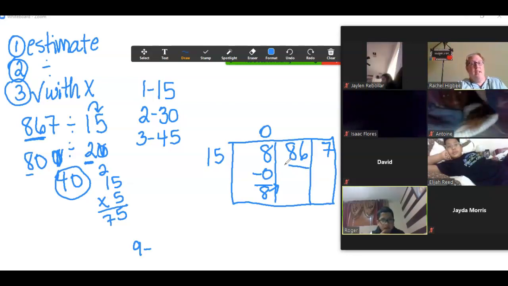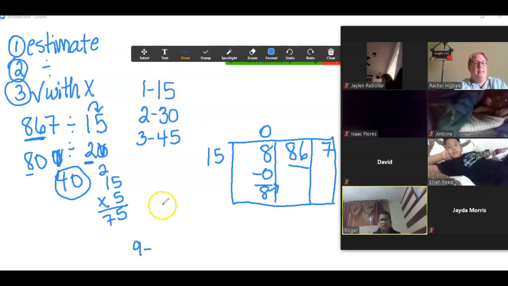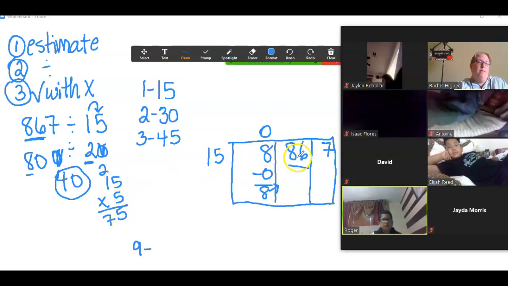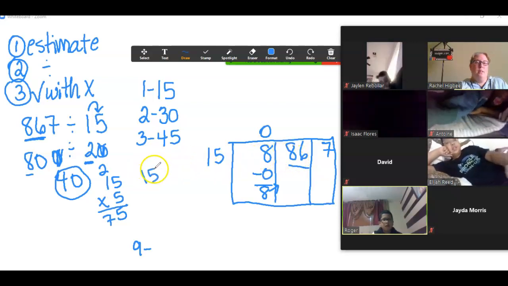So this is where if you wrote all of your multiples, you could just look at the list and go, oh, it's that one, and then put it over right away. Okay. If you didn't, this is where you have to guess and check. So see, I know that 15 times 5 is 75, but I'm looking for 86. So I want to see what 15 times 6 is.